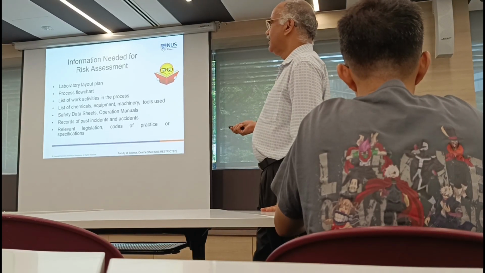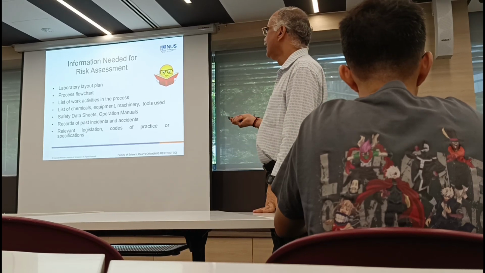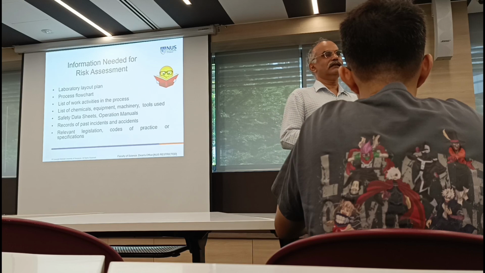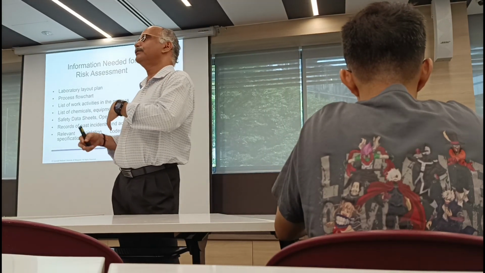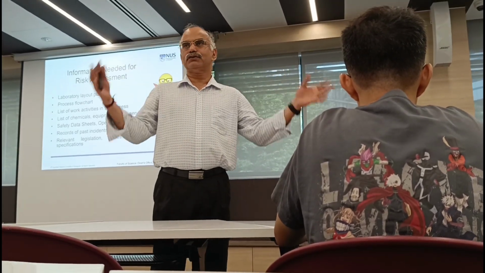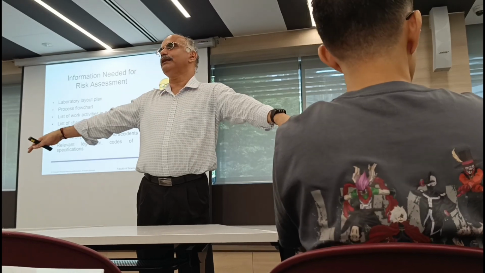So, the information needed for a risk assessment to fill up that Excel form. I'll give you some examples. A laboratory layout plan. You don't have to draw your laboratory structure, etc. But what layout plan means is, do you have space for you to do it, right? You must be aware of that. If you are not sure what your lab looks like, you cannot do any experiments, right?